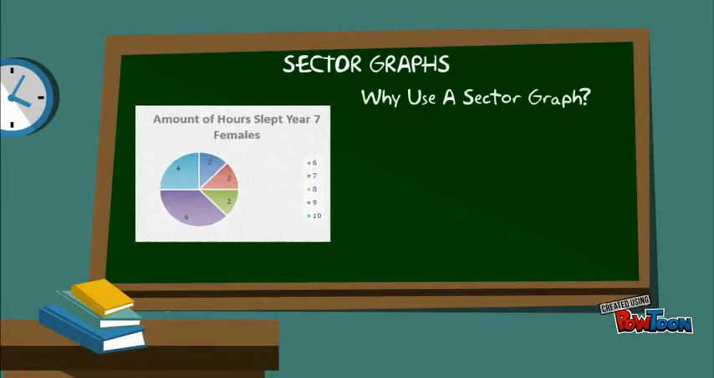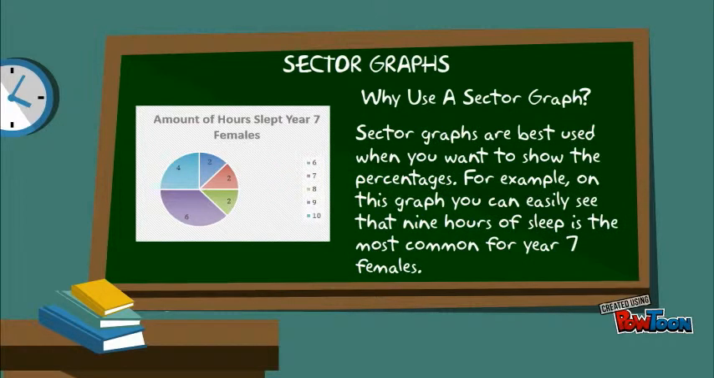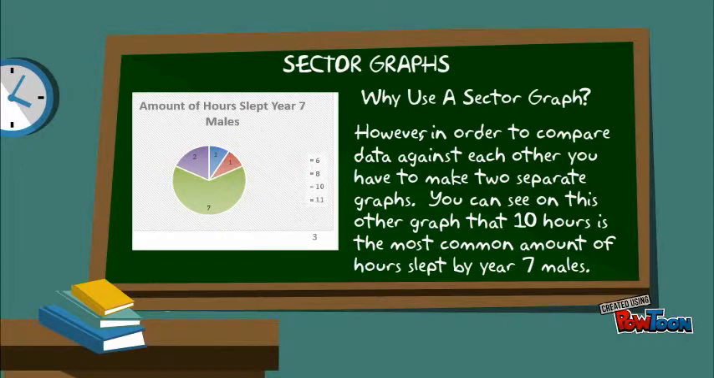Sector graphs are best used when you want to show the percentages. For example, on this graph you can easily see that 9 hours of sleep is the most common for Year 7 females. However, in order to compare my data against each other, I had to make two separate graphs. I made one for the females and one for the males.